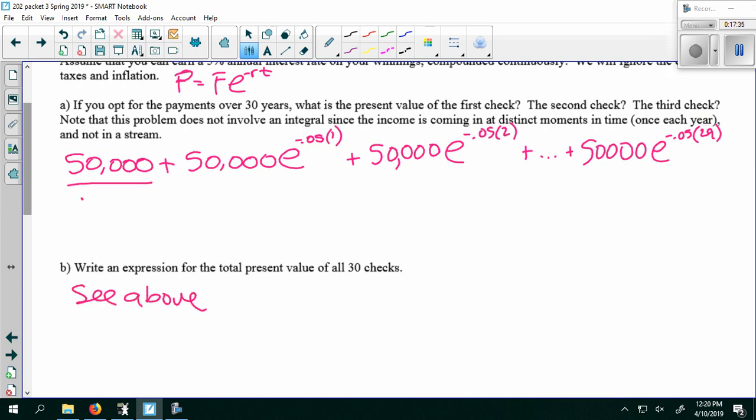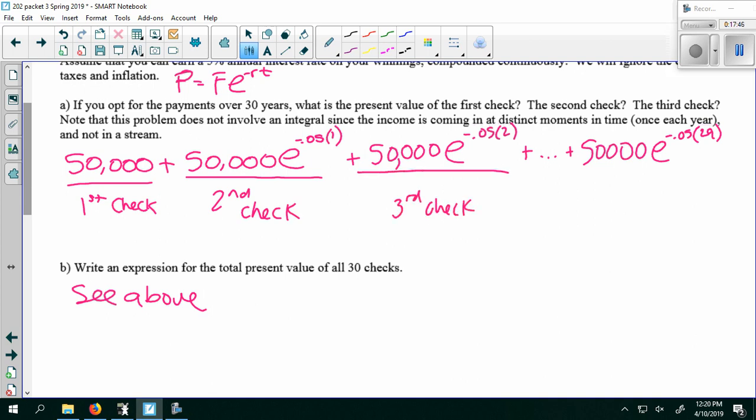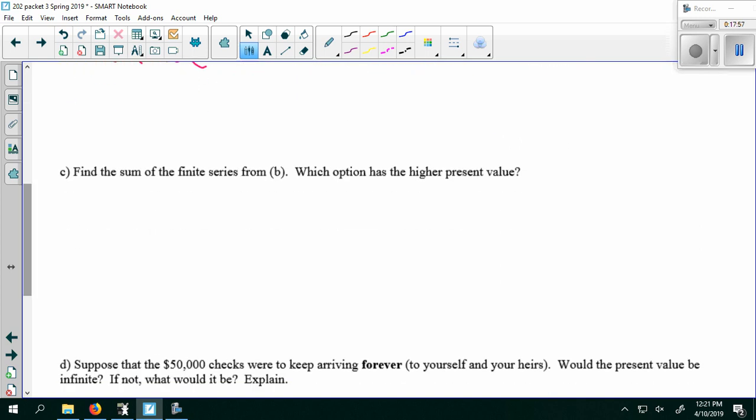So this is the first check, present value of the second check, present value of the third check. This is the present value of the last check. We add them all together, and that's the present value of all 30 checks. Find the sum of the finite series from B. Which option has the higher present value? Okay, so the sum of the finite series from B. Let's write it out again.